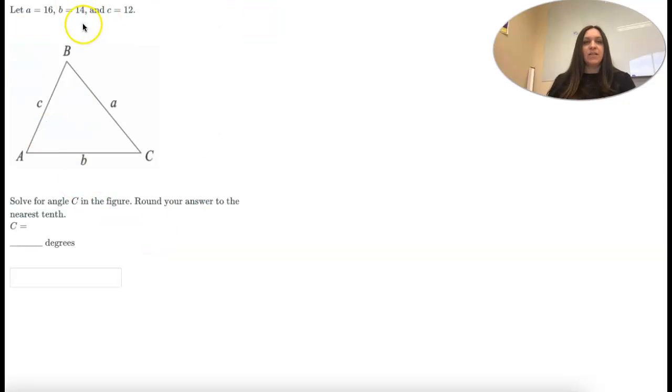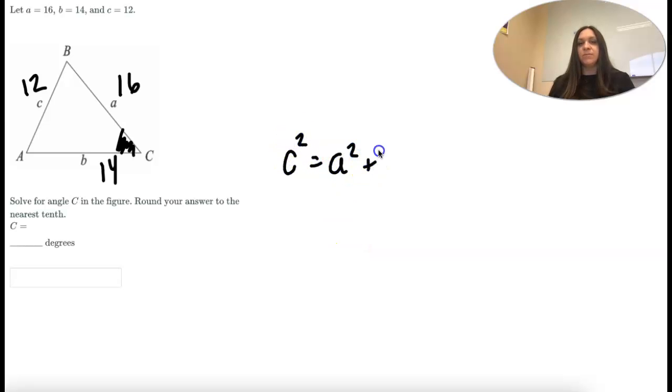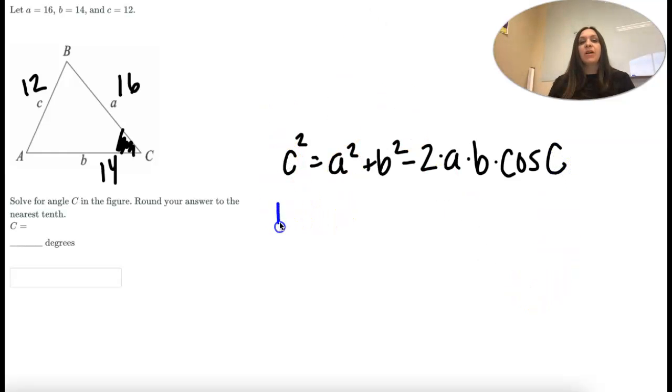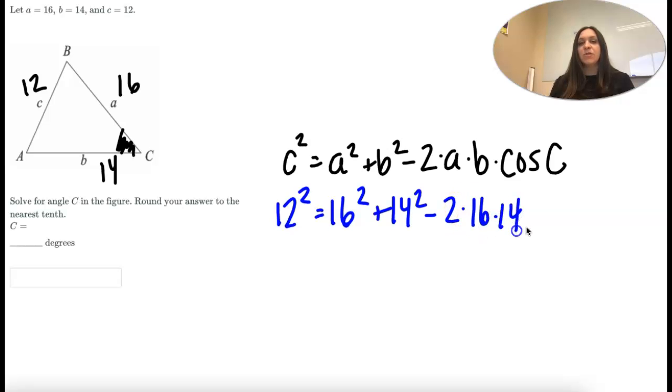So this is kind of the same thing. Look, we have three sides, 16, 14, 12. But now we're finding angle C. So now I'm going to use the C squared equation. So law of cosines for angle C. And I'm going to plug in everything I know. 12 squared equals 16 squared plus 14 squared minus 2 times 16 times 14 times cosine of C.